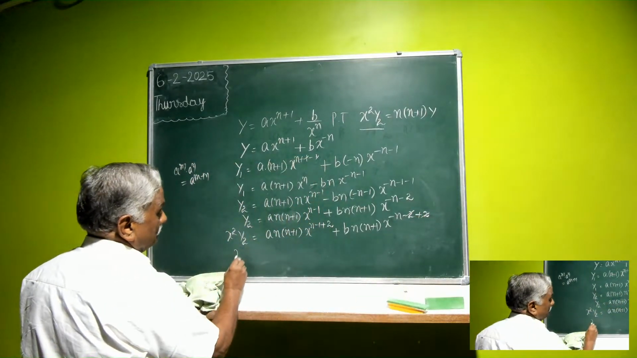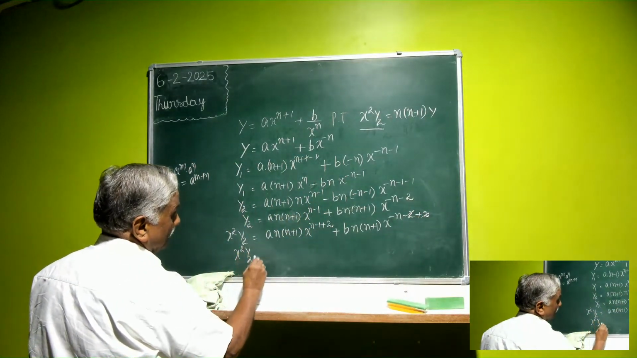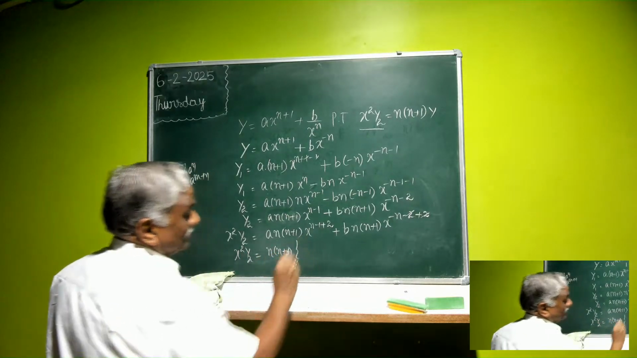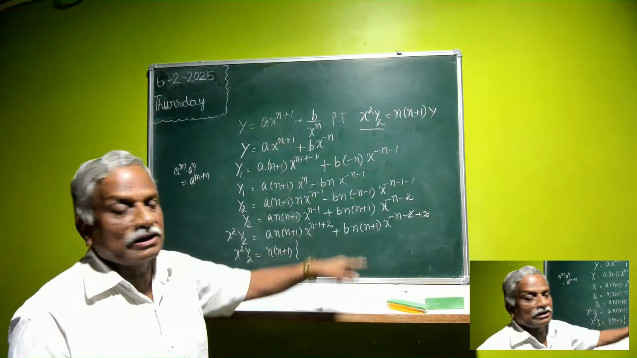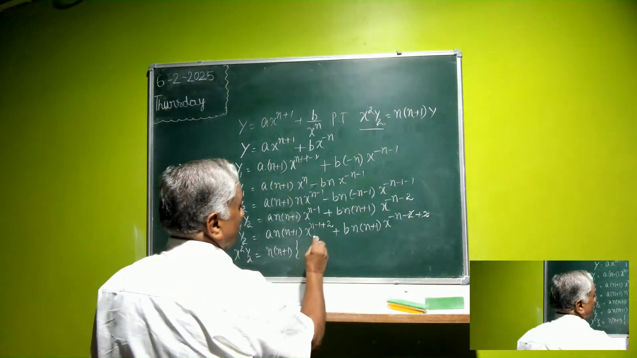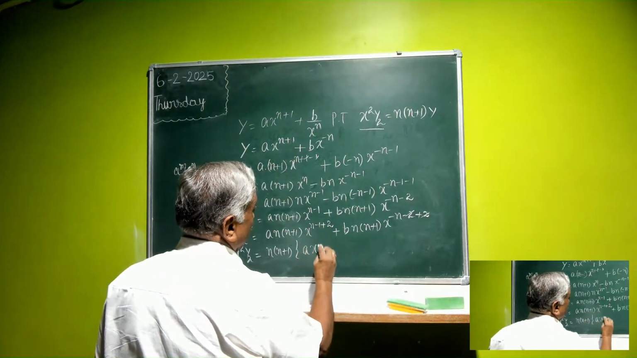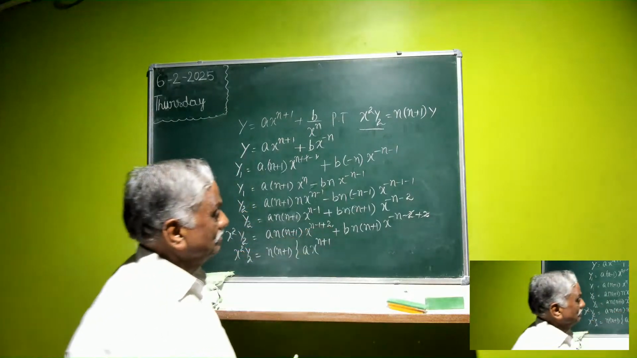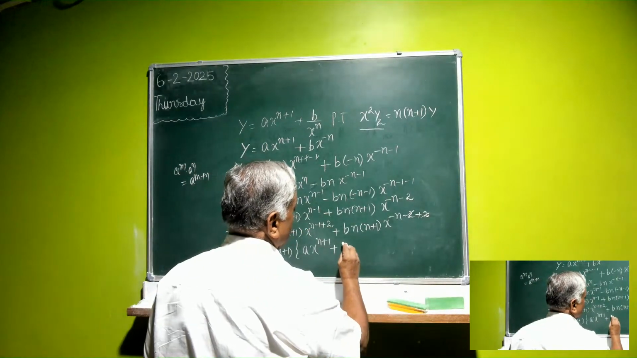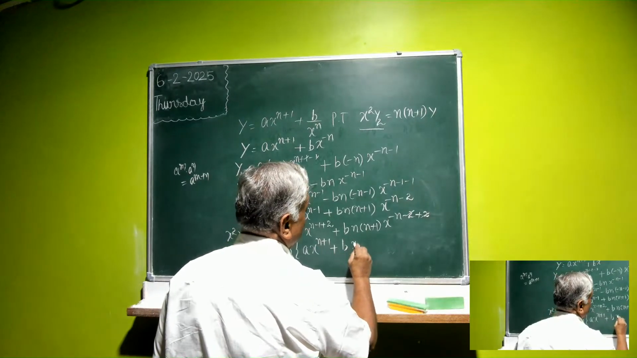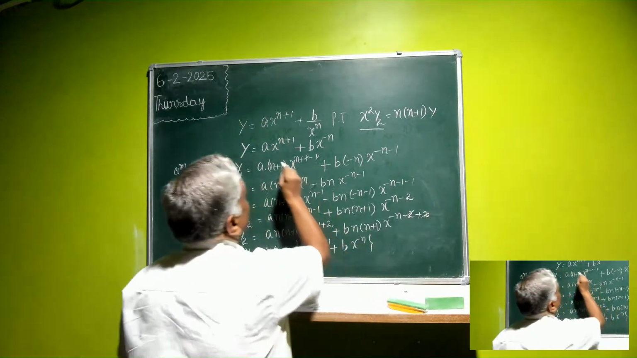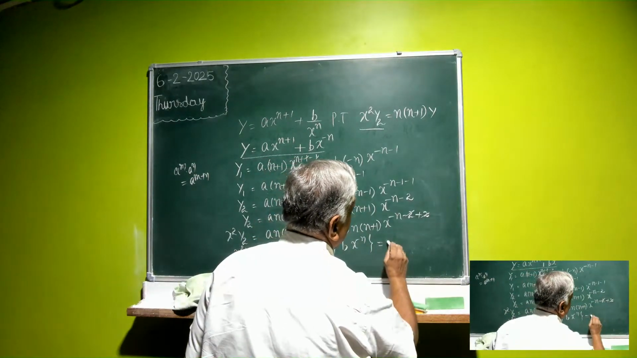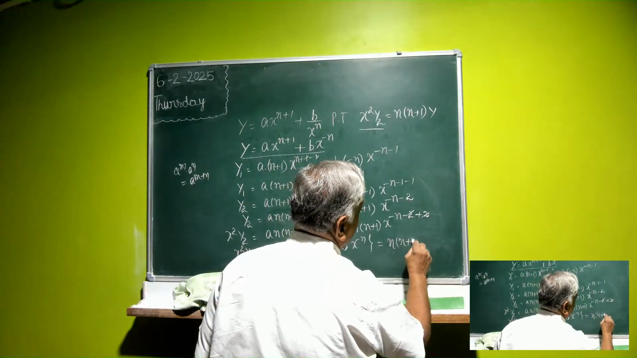X squared y2. You can take n into n plus 1 common, because n into n plus 1 is here also and here also. So what do you get? Ax to the power of n plus 1. Why n plus 1? Minus 1 plus 2. Plus bx to the power of minus n, which is nothing but y. So that is equal to n into n plus 1 y.